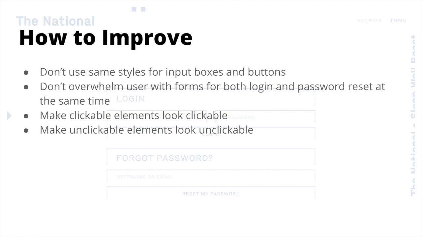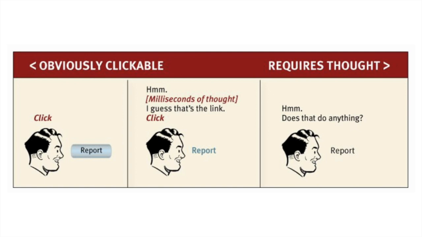So how to improve this? You don't use the same styles for input boxes and buttons. You don't try to have a login and password reset at the same time. And most importantly, clickable things should look clickable and unclickable things should look unclickable. For example, if we have a button like this on the left that says report and it's shaded, that's clearly something you can click. If you have a colored word, sometimes people think, oh, that's probably a link, I can click it. If it doesn't have any sort of underline, color, or button, probably no one will click on it.